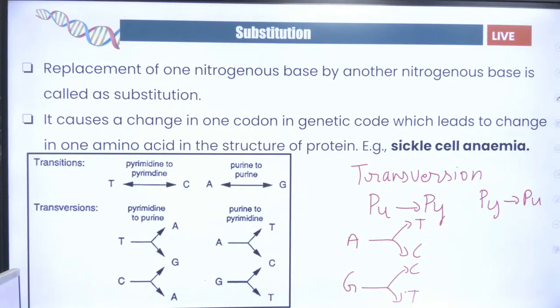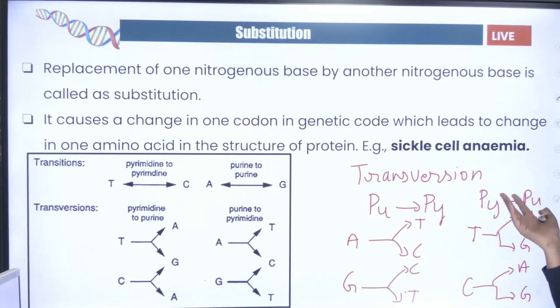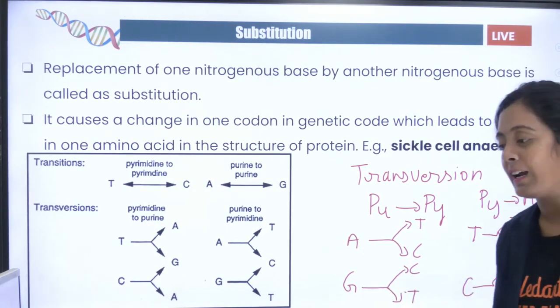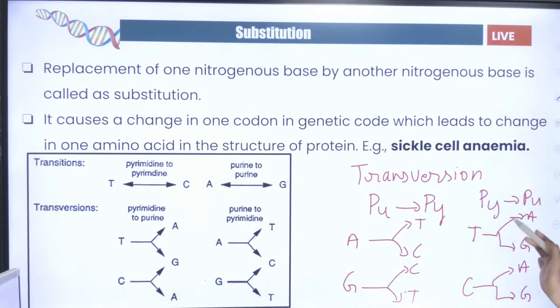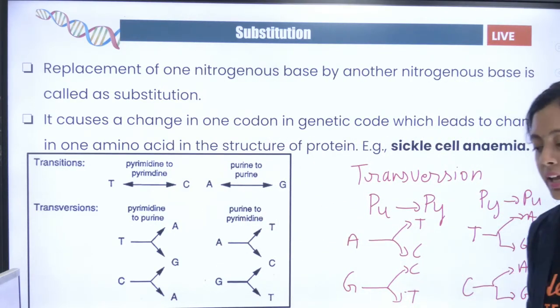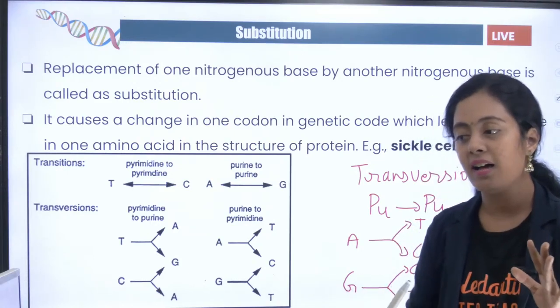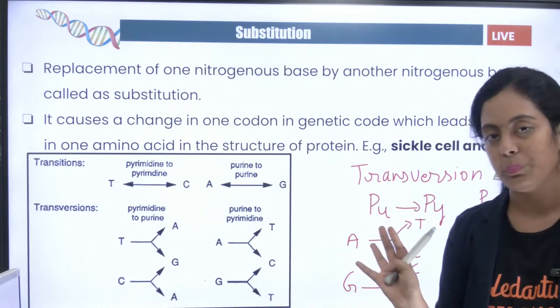Try to understand it very, very clearly. Now the pyrimidines: you have thymine. Thymine will be substituted by adenine or by guanine. Similarly, you have cytosine, which will be substituted by adenine or by guanine. Questions can definitely be asked based on this. You should know this table, and that's why I wrote it again so that you will have a clear idea. Okay, transition and transversion clear? So that completes your substitution.